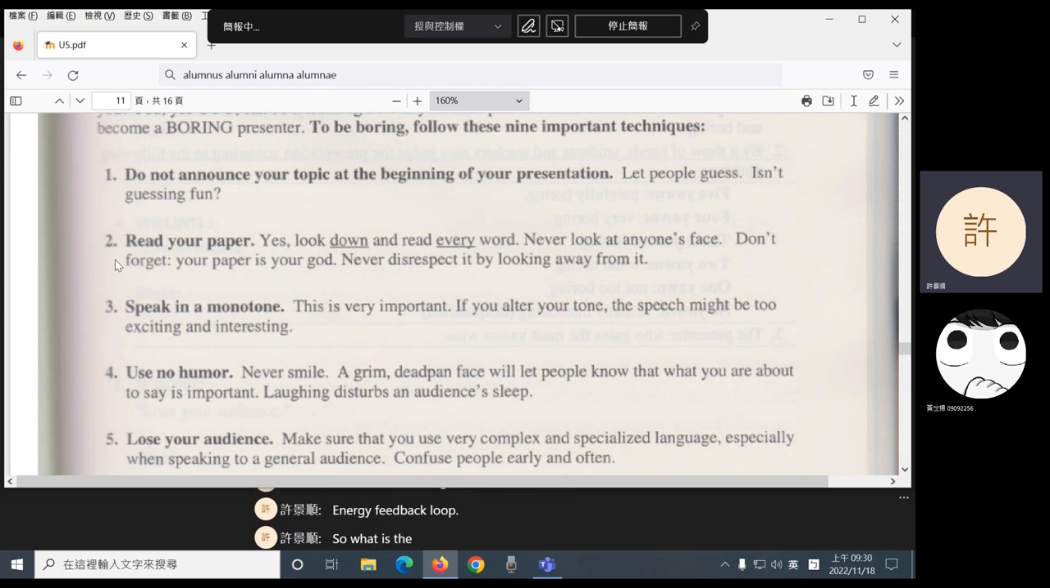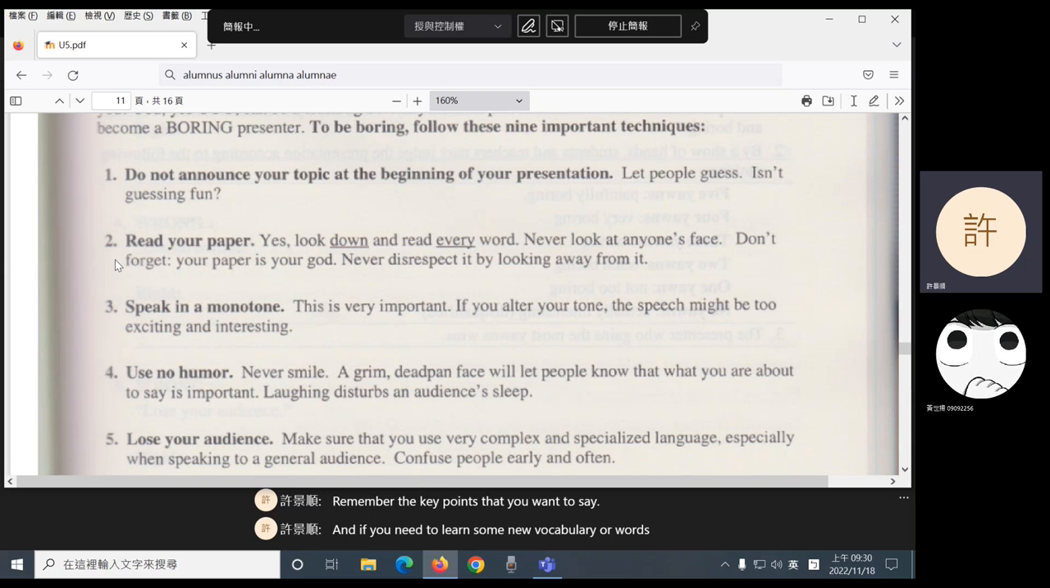So what is the opposite of reading your paper? I think the best way to give a speech is to remember the key points that you want to say. And if you need to learn some new vocabulary or words, memorize those words. But when you actually give the speech, try to put together your sentences from the beginning each time. So you don't have to remember every single word. You only have to remember the key points that you want to tell your audience. And that will give your speech a sense of energy, a sense that something is happening right now. And your audience can feel that.